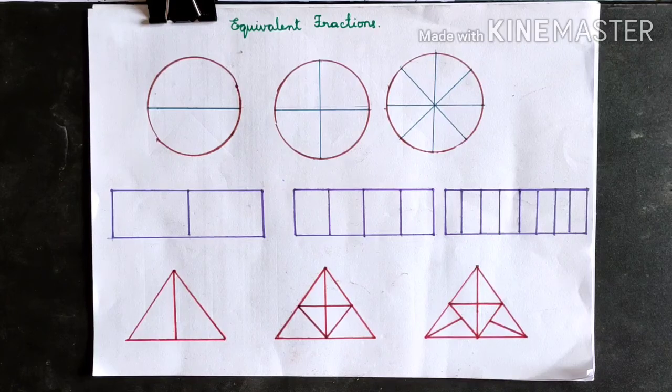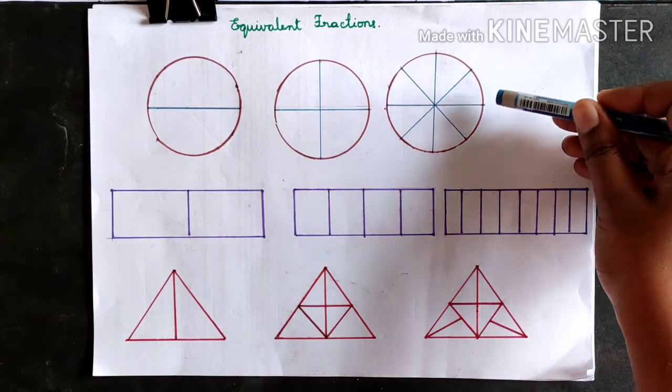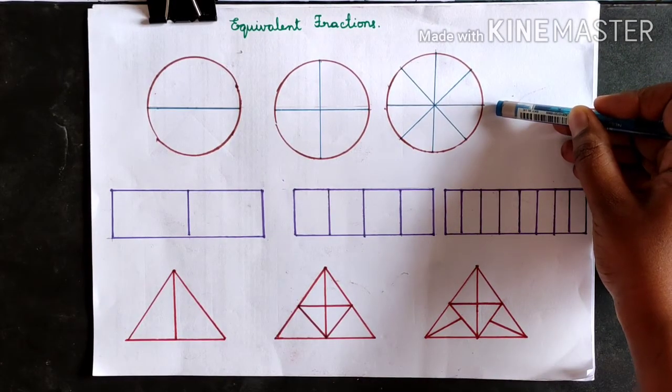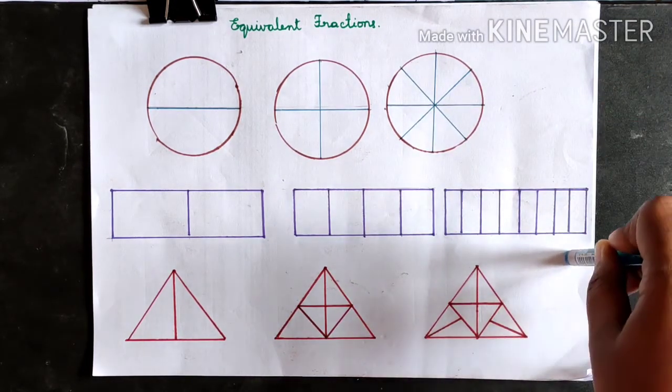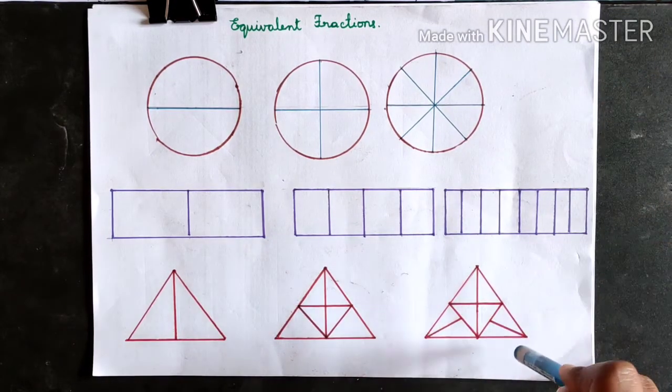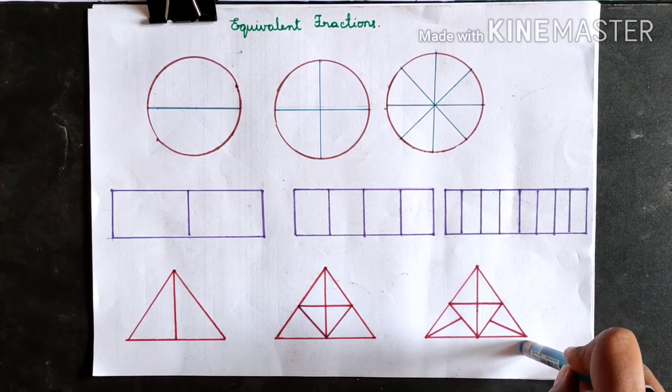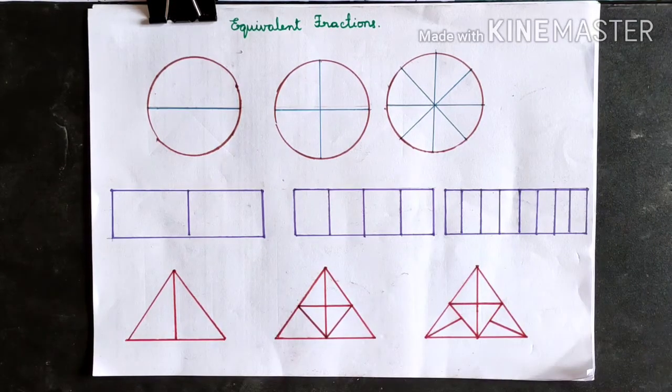Going to learn a new topic, equivalent fractions. Now you can see different types of figures here. First one is a circle divided into different parts. Second one, 3 rectangles divided into different parts. And last one is triangles divided into different equal parts.